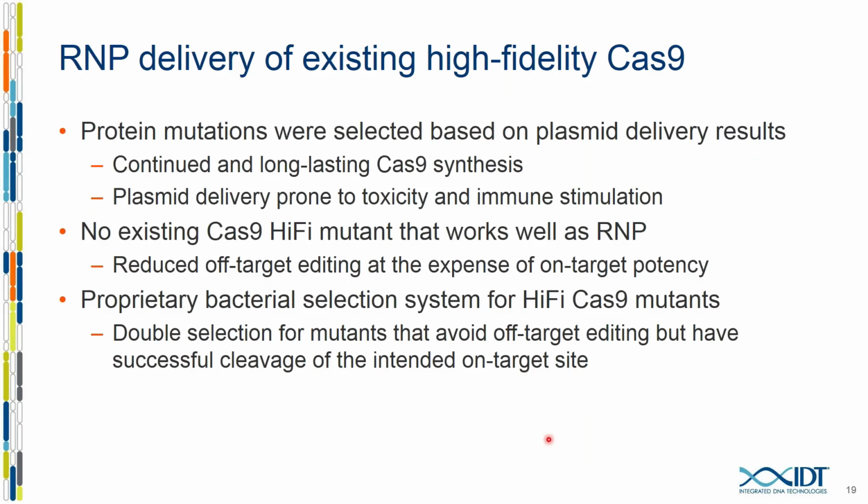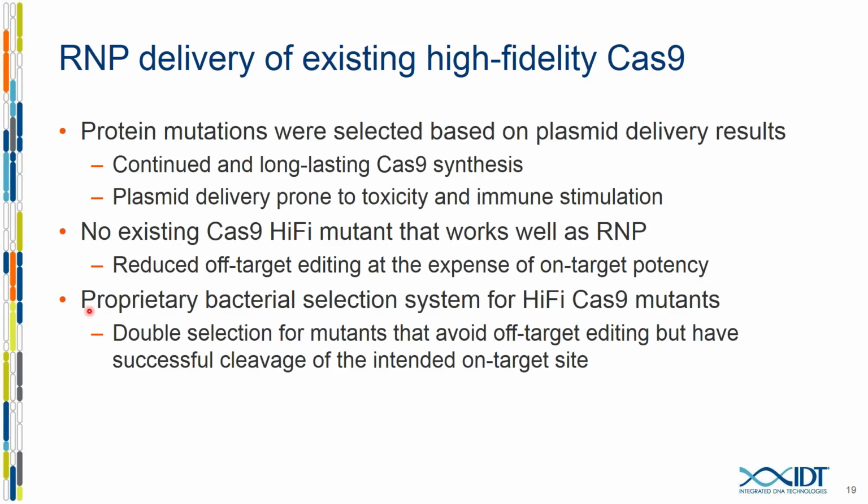And at the time, we really wanted to pick the best of these and hopefully license and make a commercial product. And what we found is that they didn't work well as RNP, and in hindsight, this makes sense. They were made for plasmid, where you get continued and long-lasting Cas9 synthesis. And we didn't want to use plasmids because they're prone to toxicity and immune system stimulation. So none of them worked well. Reduced off-target editing occurred at the expense of on-target function. And my background is that of a bacterial geneticist.